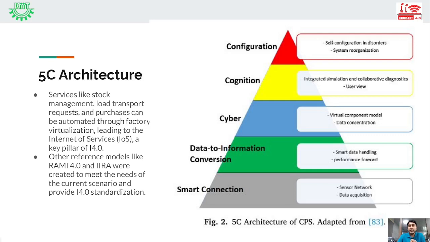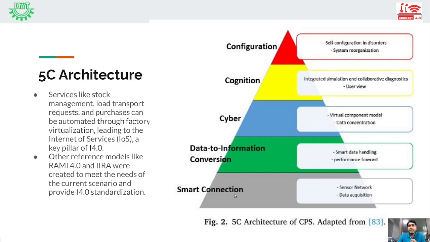So if we look into the 5C architecture, services like stock management, load transport requests and purchases can be automated through factory virtualization, leading to Internet of Services, a key pillar of Industry 4.0. In this particular model, we can see these are the different layers. First one is the smart connection, then data to information conversion, cybernetic or the cyber layer as shown here, then the cognition layer followed by the configuration layer.